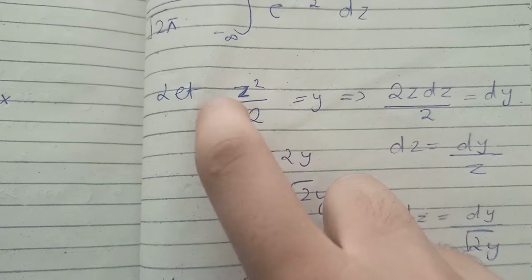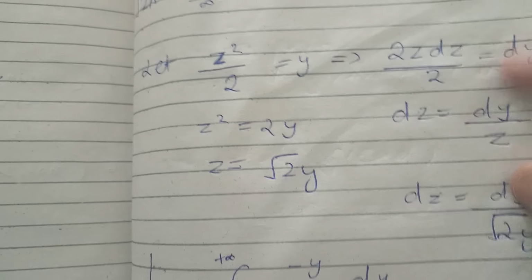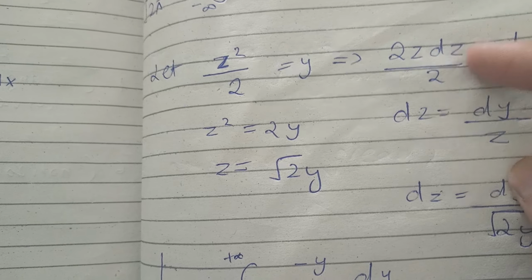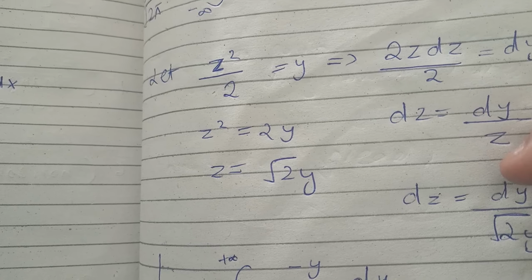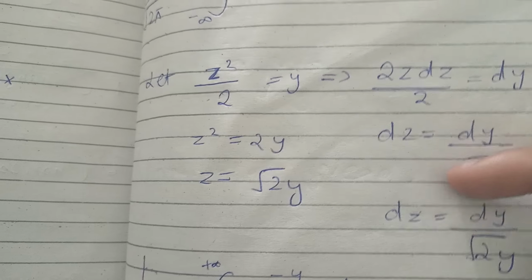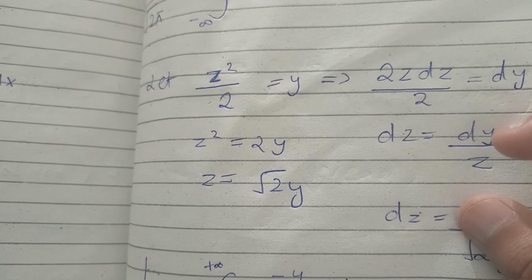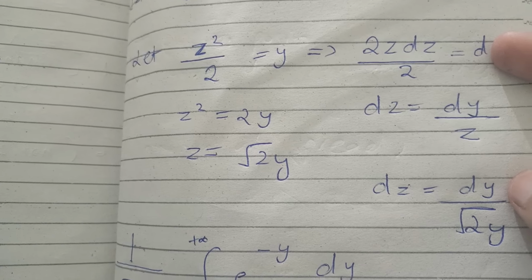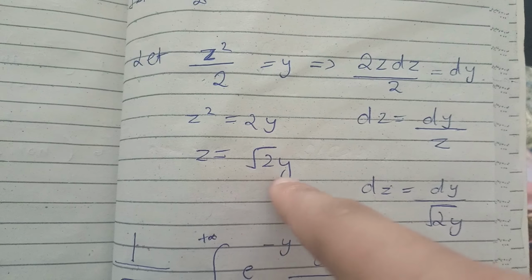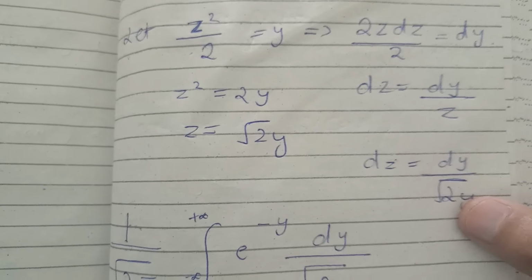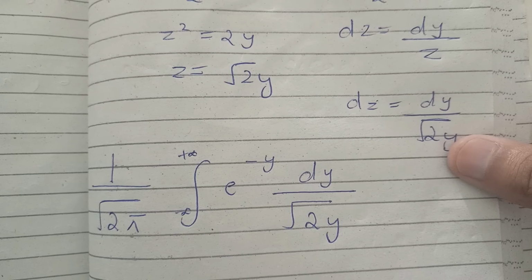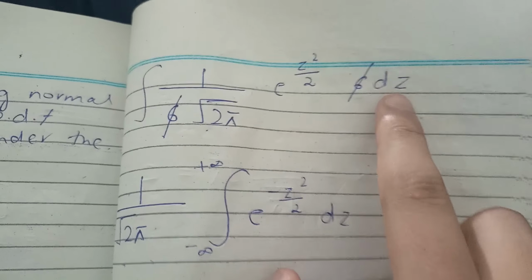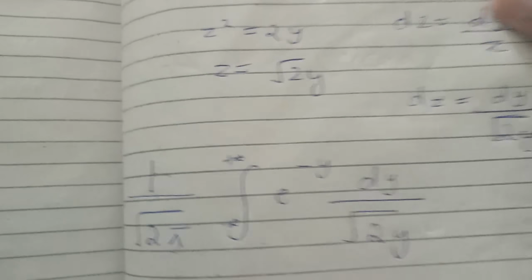This whole thing we're going to derive. Then 2 will be cut with 2, and here 2z dz is equal to dy. Our z will be left. So dz is equal to dy over z, and we have got the z value from here, which is the square root of 2y. So now we have the dz value, so we can put it here and get dy over the square root of 2y.